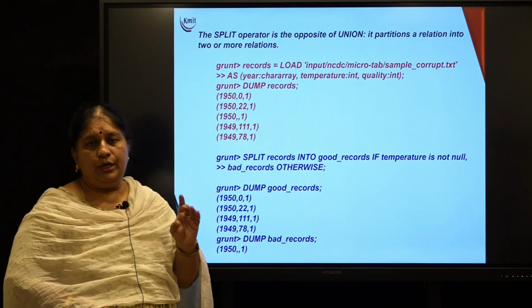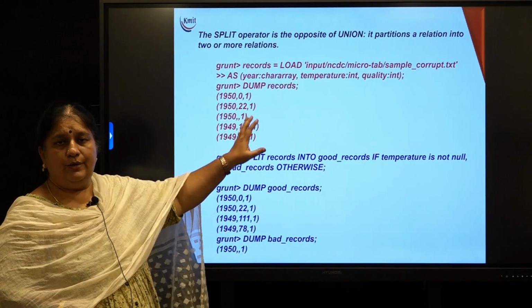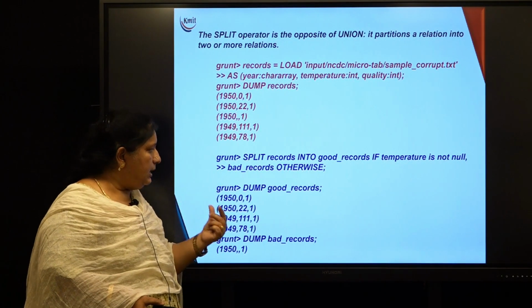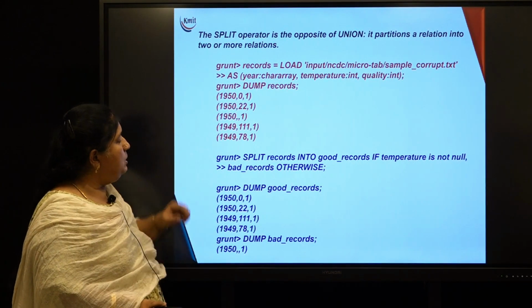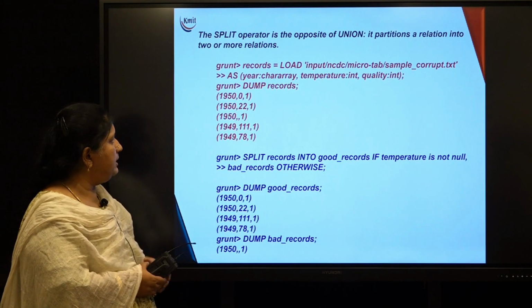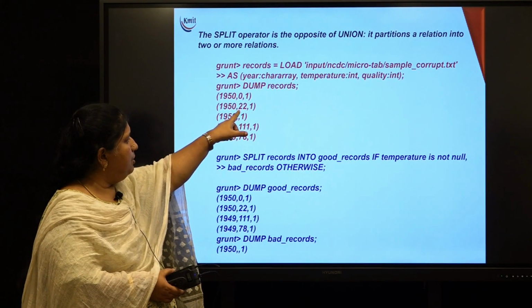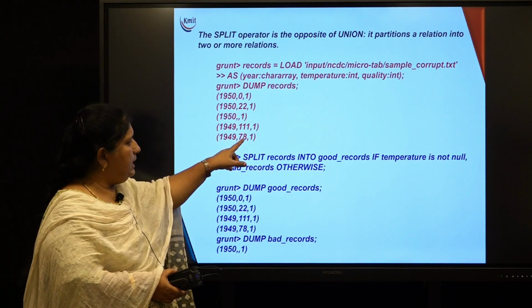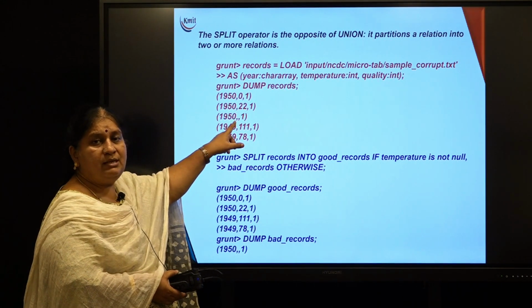Which tuple will go into good records? Whichever has temperature not null will go into good records. Whichever has temperature value null will go into bad records. If this is the sample data, who has temperature value not null? Here it is 0 not null, 22 not null, 111 not null, 78 not null. But what about this record? Temperature value is null here.